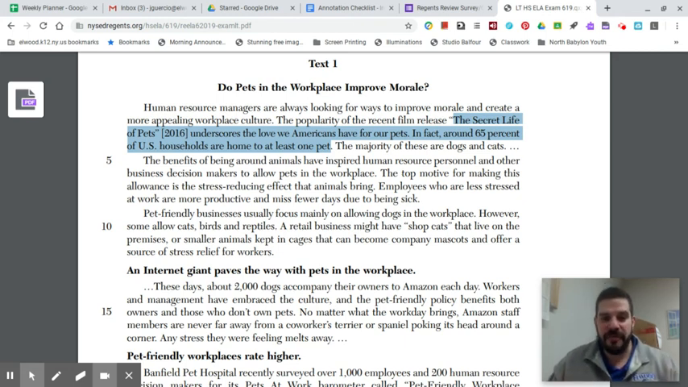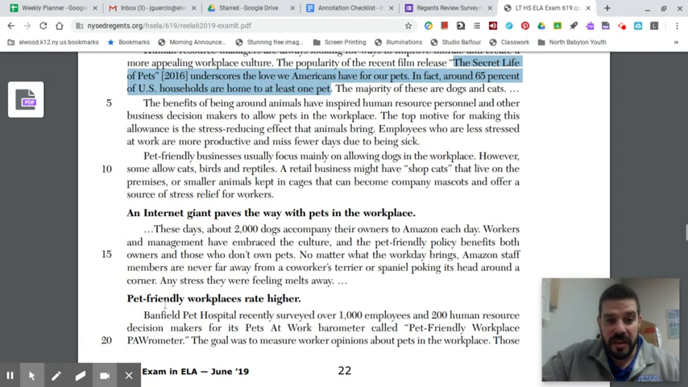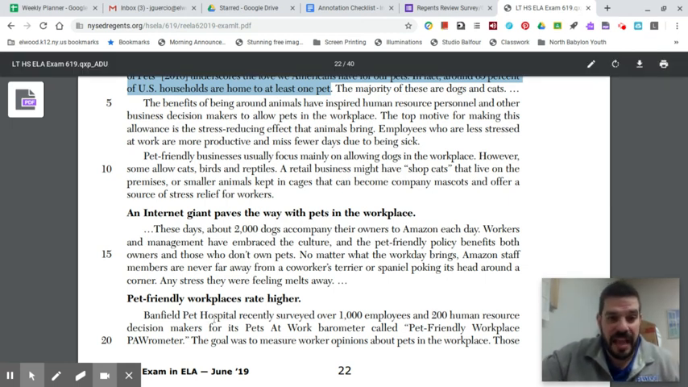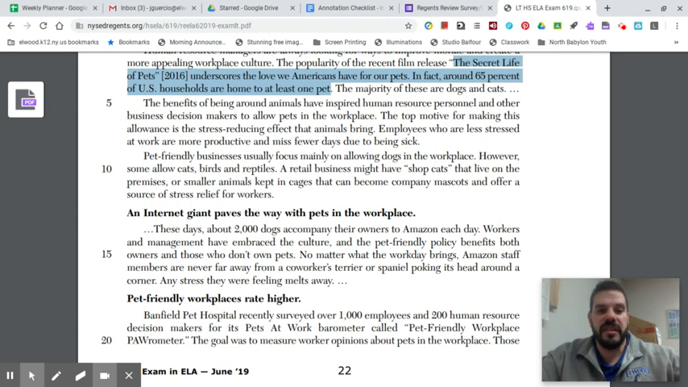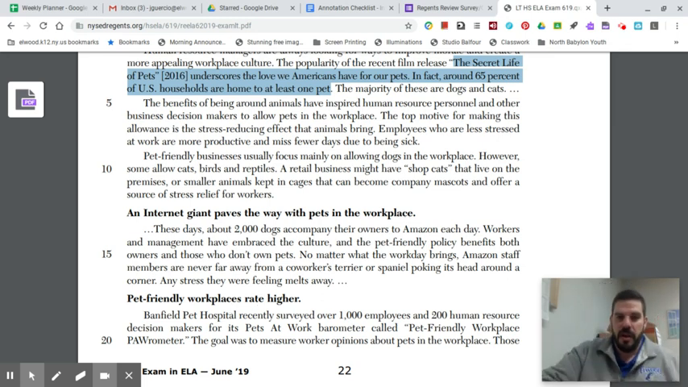A survey was conducted. Look at this. Banfield Pet Hospital recently surveyed 1,000 employees. This is a known entity, one that can conduct research. What I'm trying to say is this is evidence. A survey conducted, it's good. It's in there. Use it. 1,000 employees, 200 human resources decision makers. And then we have a quote. Quotes are information too. So highlight this stuff.